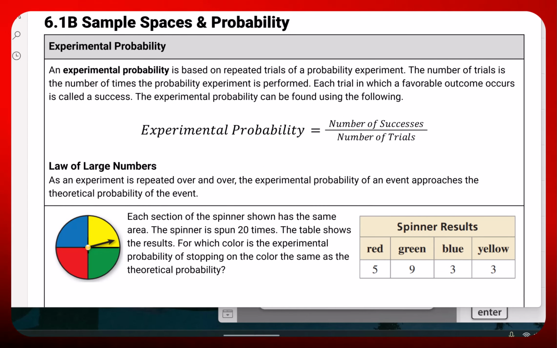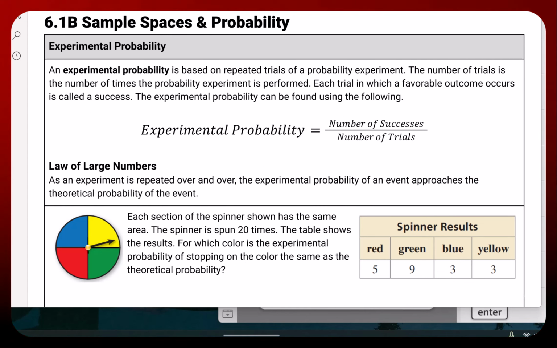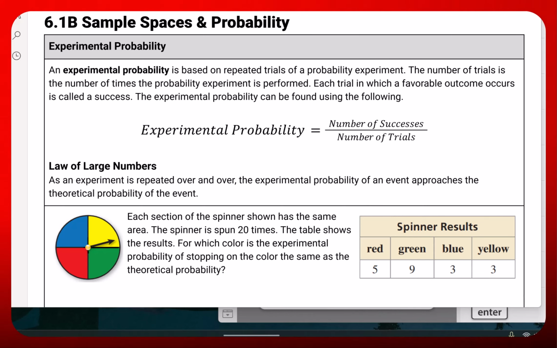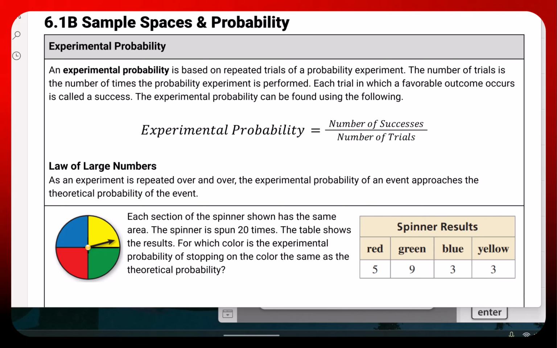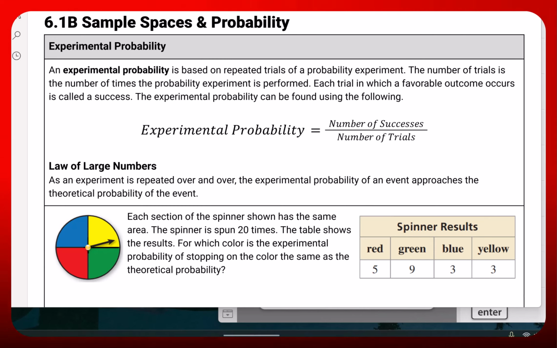Okay, so on the back of your notes, we're going to talk about experimental probability. And experimental is different than what we studied in the previous part in the lesson, okay? So theoretical is what you should get in theory. So if you flip a coin 30 times, you're approximately going to get heads and tails the same amount of times.